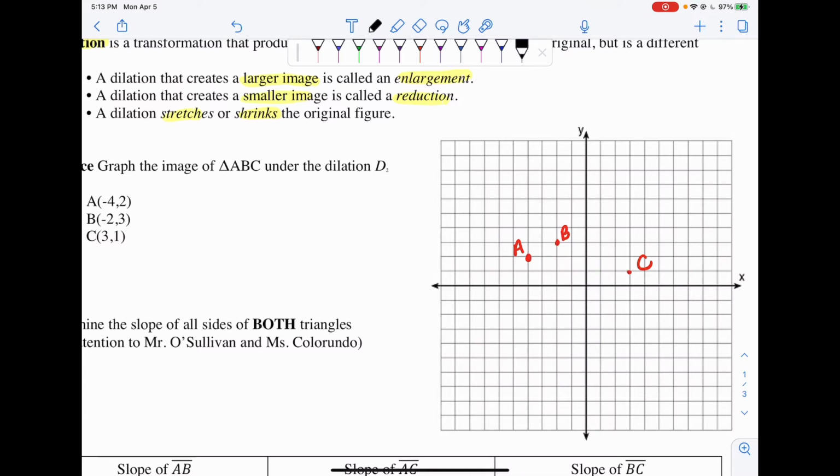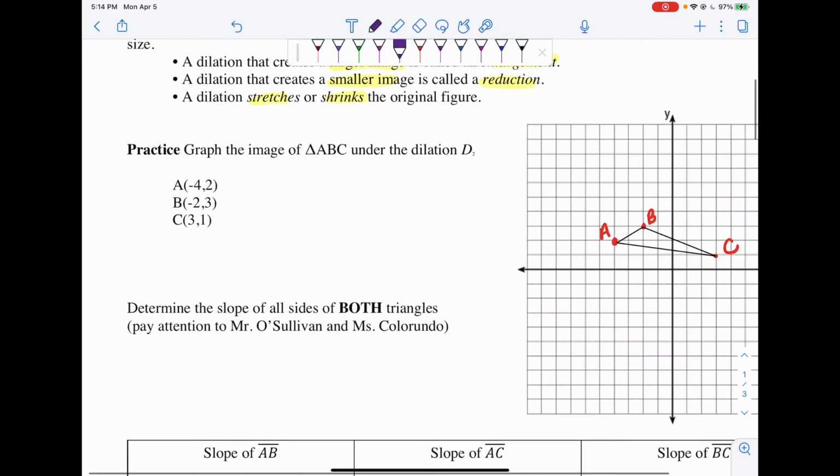Okay, that didn't come out as nice as I wanted it to. One second. Much better. And if you look, I have a triangle. It's not the greatest triangle, but it's a triangle. And now what we want to do is a dilation of 2.